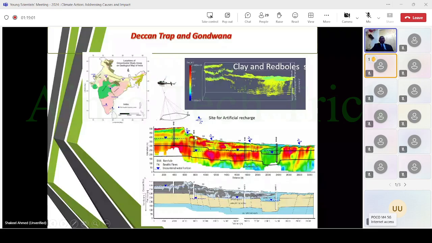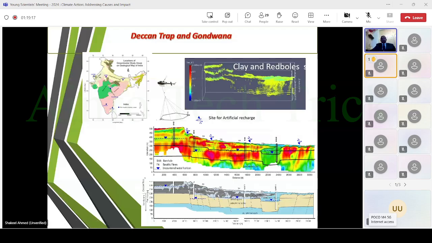So this information you are getting very clearly with this scanning, and then you can decide where you want to artificially, forcefully recharge the groundwater, and you will be successful in that case. So this is the case of basalt.